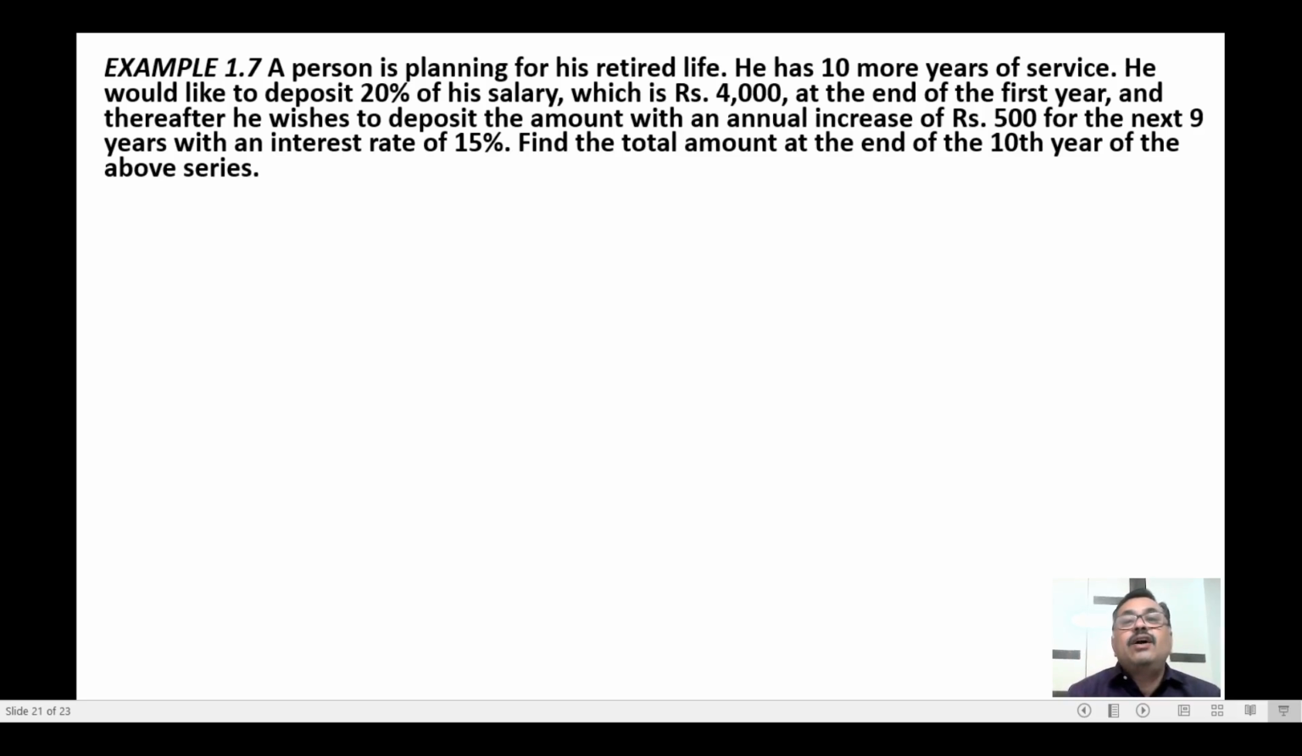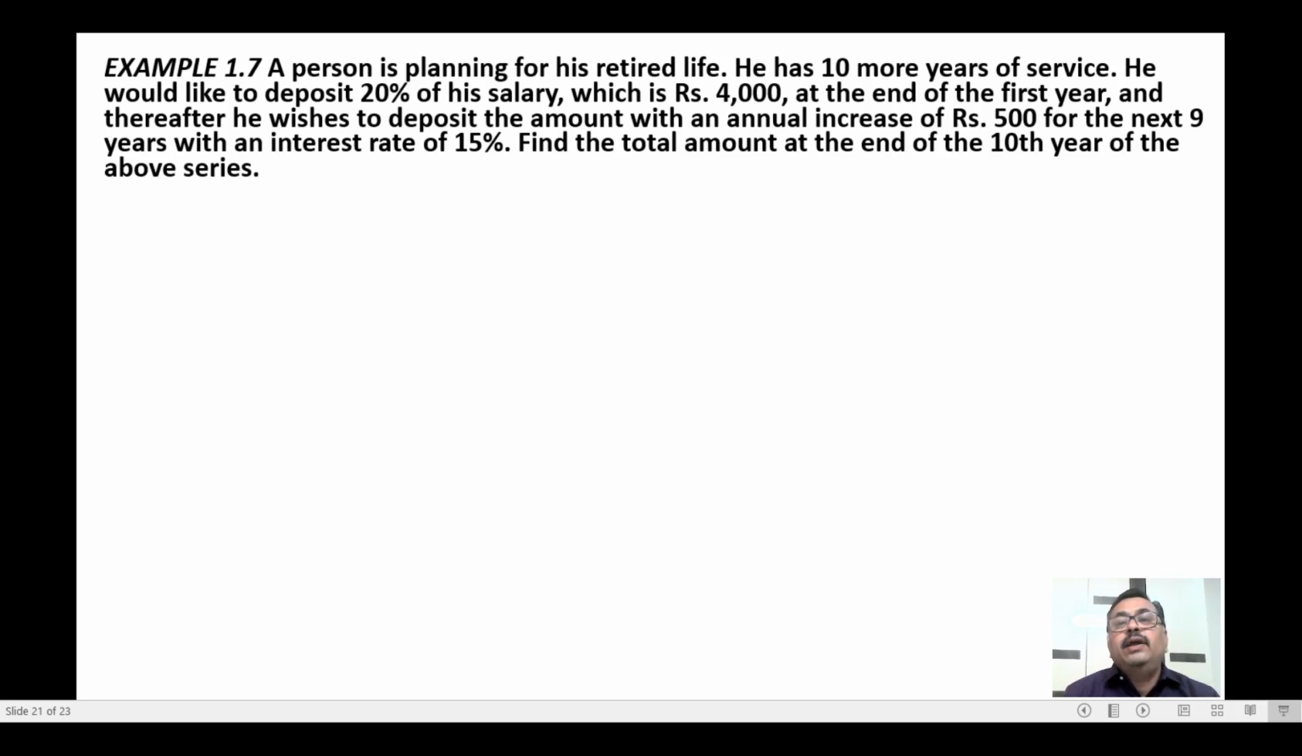He is investing 4,000 rupees at the end of the first year, and thereafter he wishes to deposit an amount with an annual increase. That means every year he will get an increment. That increment amount he wants to save and put into the bank so that he is able to take the retirement benefit.